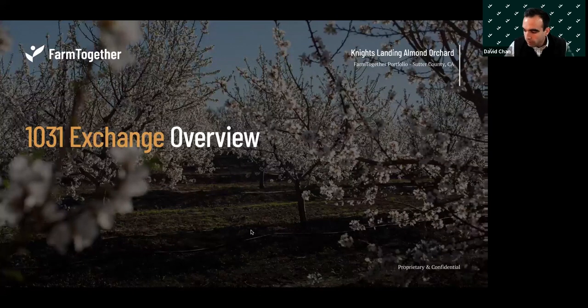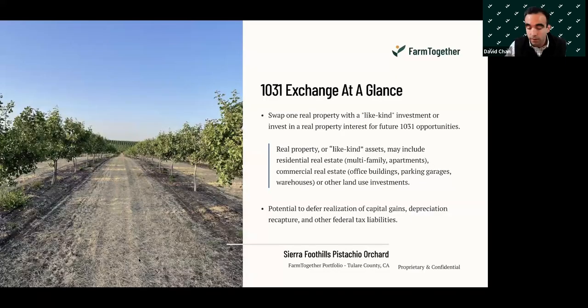So now turning the page to the 1031 exchange conversation. So 1031 exchanges, for investors who have never heard this term before, the name comes from the Internal Revenue Code, or the IRC section 1031, which essentially is the legislation that covers what a 1031 exchange is and what the requirements are for being able to leverage a 1031 exchange. So essentially an exchange is a swap of one real property with a like-kind investment, or an investment in a real property interest of another 1031 eligible opportunity.